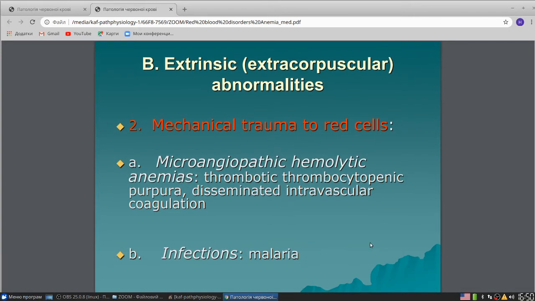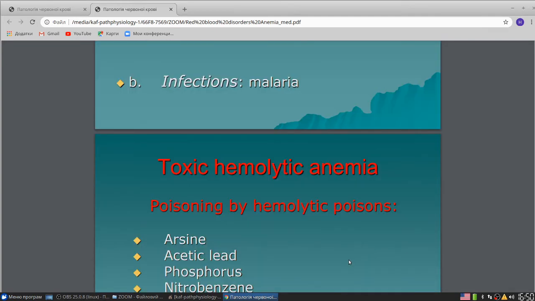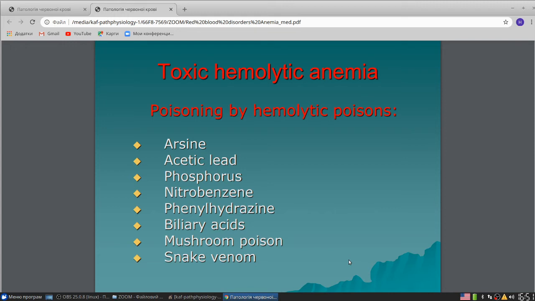Extracorpuscular can be due to the mechanical trauma of red blood cells, which can be subdivided into microangiopathic hemolytic anemia and infection. Microangiopathic hemolytic anemia will develop due to thrombotic thrombocytopenic purpura, disseminated intravascular coagulation, or infection, for example malaria, the most popular parasitic disease, which will lead to the development of hemolytic anemia. Toxic hemolytic anemia can be caused by a lot of medicines, and we have a list of these here. It can be arsine, acetic substances, phosphorus, nitrobenzene, phenylhydrazine, biliary acid, mushroom poisons, and snake venom injection.